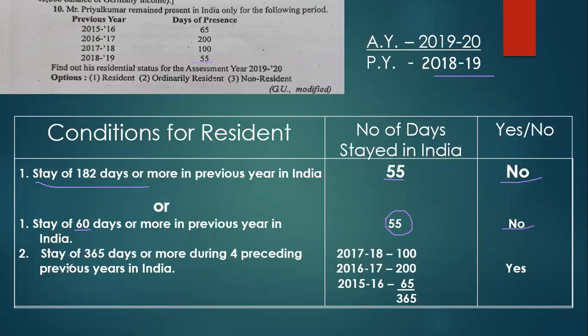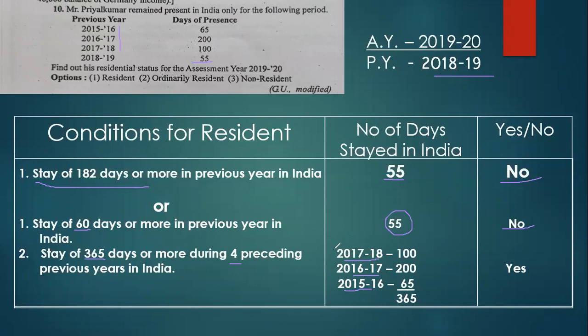Then we have to check the second condition: it is 365 days during the 4 preceding years. So we have the information of 3 preceding years. How many years? 3 preceding years. Preceding years means what? The previous year is 2018-19. So the first preceding year will be 2017-18. The second will be 2016-17. Third will be 2015-16.